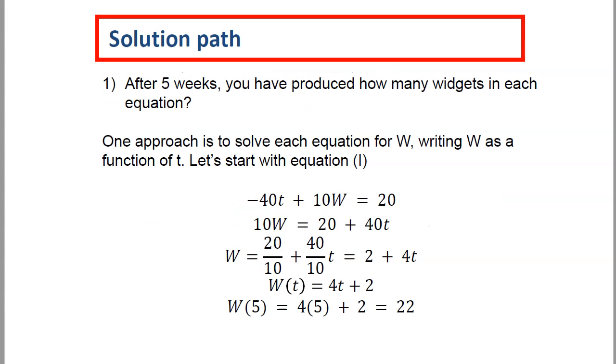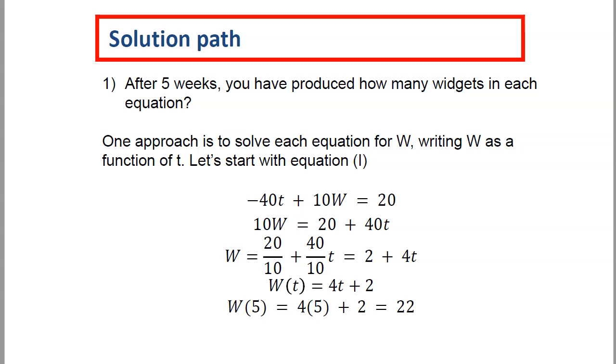For part 1, after 5 weeks, how many widgets have you produced? One approach is to solve each equation for W, writing W as a function of T. So let's start with equation 1. We have negative 40T plus 10W equals 20. We solve for 10W and get 20 plus 40T. Then we divide everything by 10 and we get W equals 2 plus 4T.